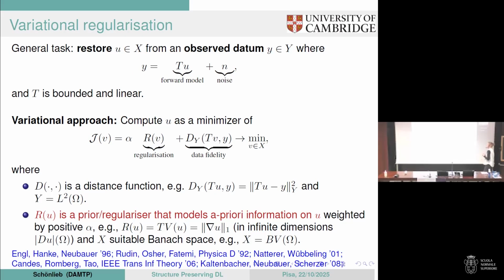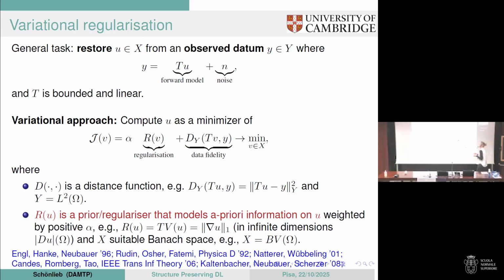And the forward operators that appear in imaging are usually not invertible. For example, the Radon transform is a compact operator, so you cannot invert it in a continuous way, especially if you have noise. You run into instabilities because of that.